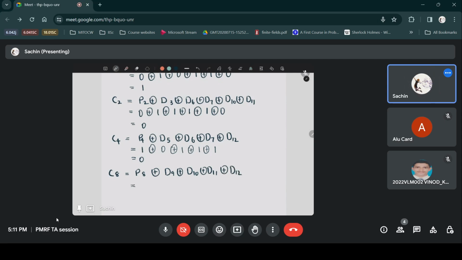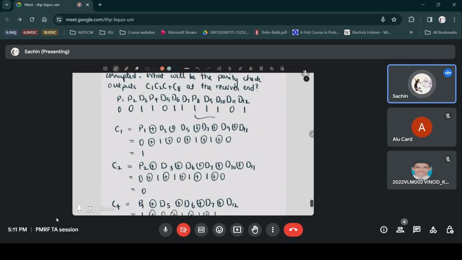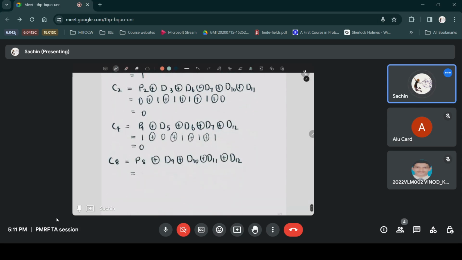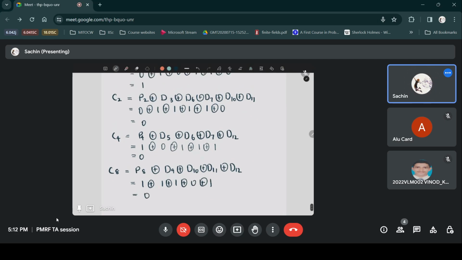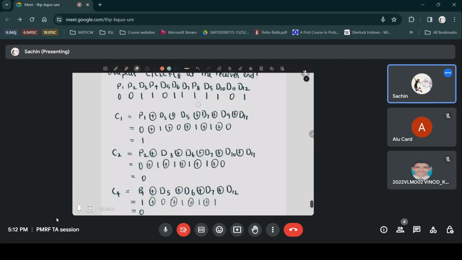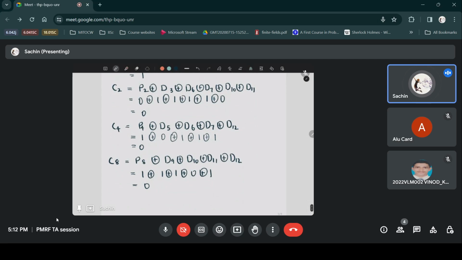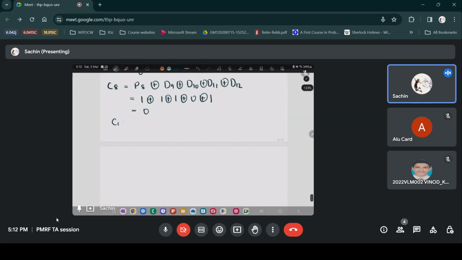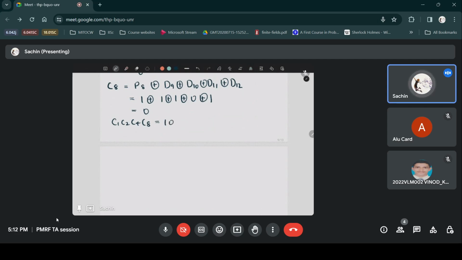which is XOR of these 1 1 1 0 1. So 1 1 1 0 1, which is 0, since there are 4 ones, which is an even number. So finally the check bits C1 C2 C4 C8 are 1 0 0 0.